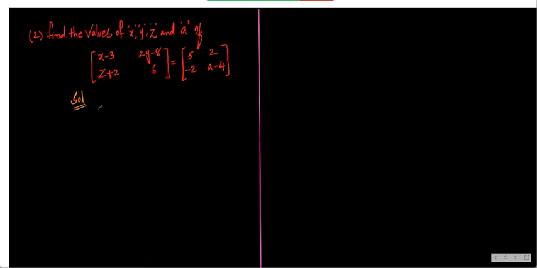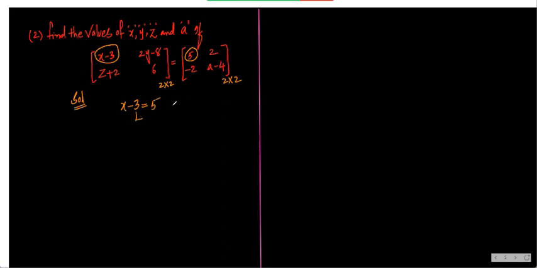Solution. In the solution, already given these two matrices are equal. If two matrices are of the same order, what's the order of this matrix? 2 rows, 2 columns. Here also again 2 rows, 2 columns. If two matrices have the same order, then we can say their corresponding elements are equal. It means this element is equal to this element. Write it. x minus 3 is equal to 5.